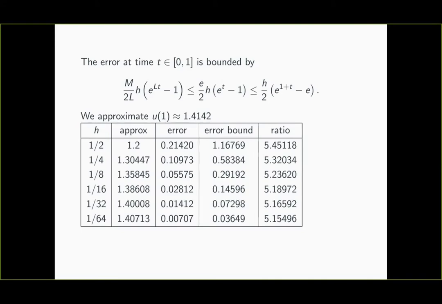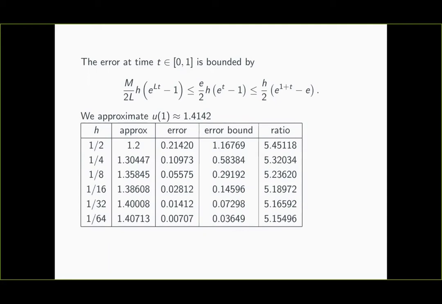Okay, let us check again how this error bound measures up in comparison to the true error. So suppose I use the Euler method to get an approximation of u at time t equal 1, which is roughly 1.4142. And the results of various approximations are summarized in this table again. In the first column, I've got the step sizes h. This time I've picked 1 over 2, 1 over 4, 1 over 8, 1 over 16, 1 over 32, and finally 1 over 64. So I halve the step size consecutively.